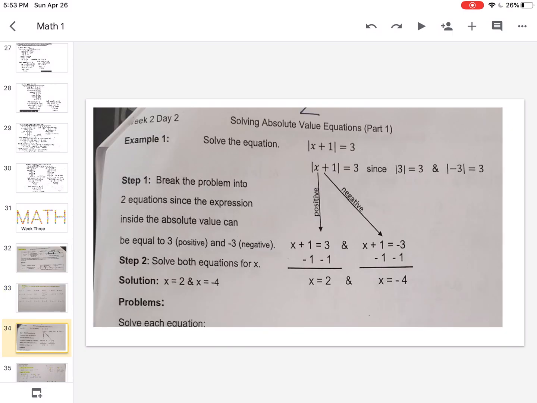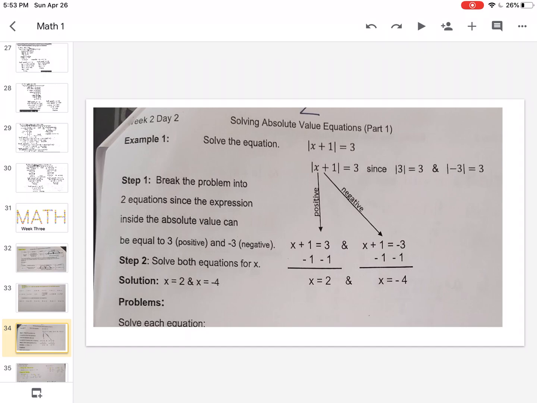Okay, so this is week 2, day 2. Solve absolute value equations, part 1. Solve the equation |x + 1| = 3. So you're going to split that into two equations. x + 1 = 3 and x + 1 = -3.